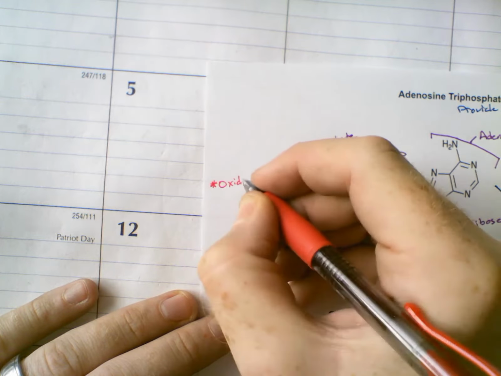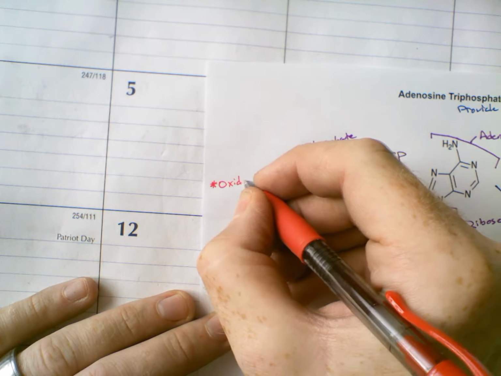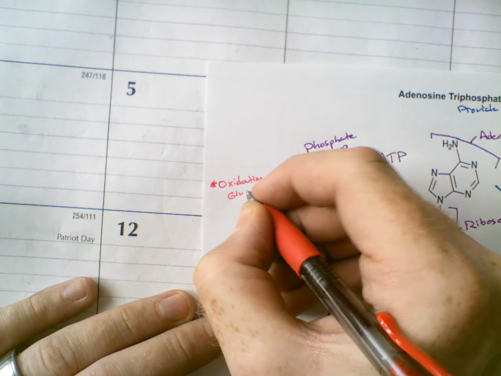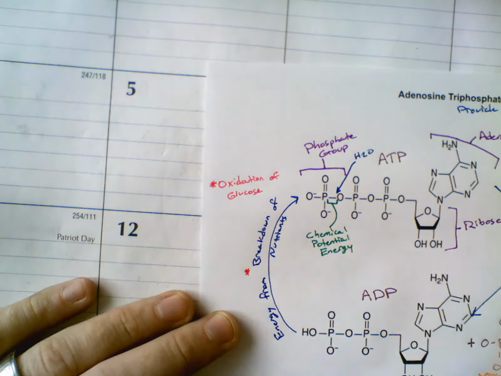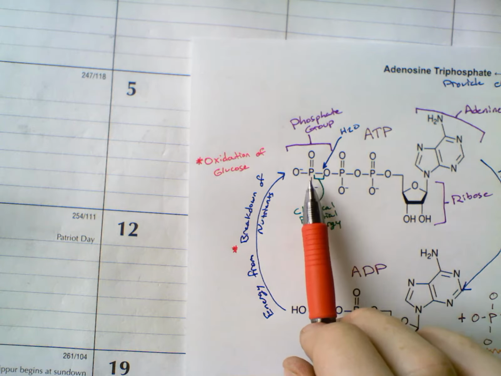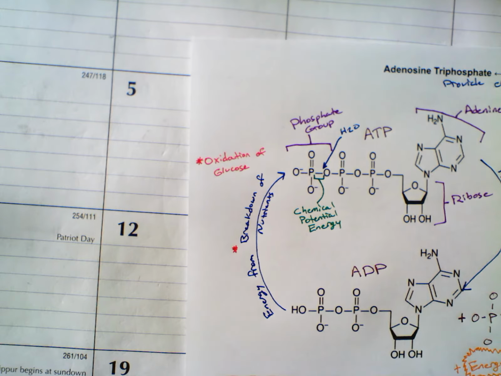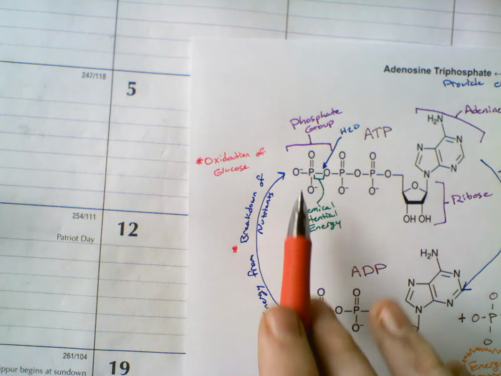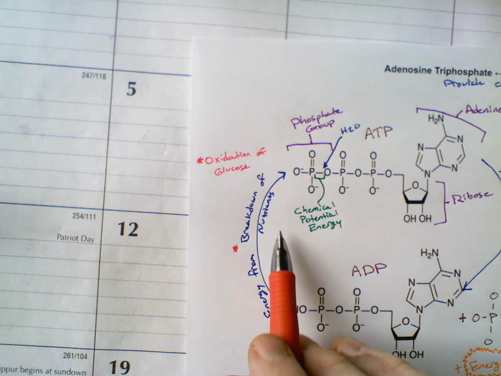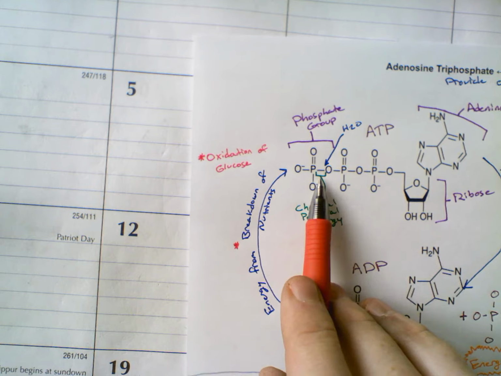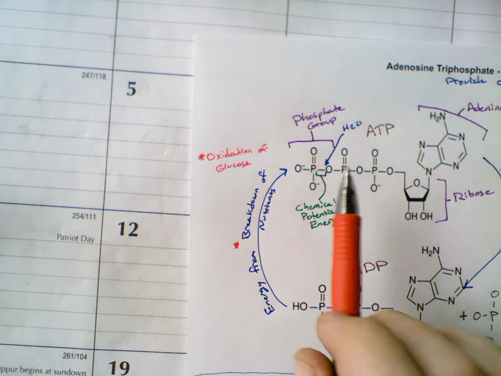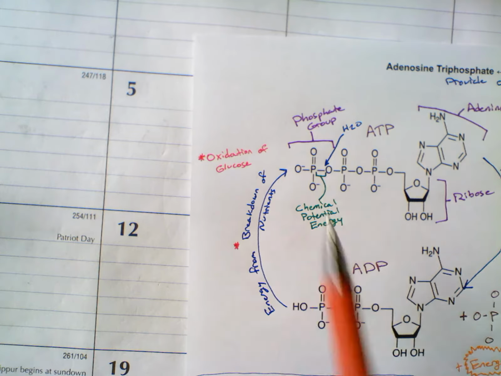The breakdown of glucose is called oxidation. The energy from the oxidation of glucose is used to tack the third phosphate group on to the ATP molecule. And again, it requires energy to do that because this phosphate group does not want to be there, and it's storing that energy. Energy doesn't come from nowhere. So we have to break down this glucose in order to provide the energy to tack this extra phosphate group on.